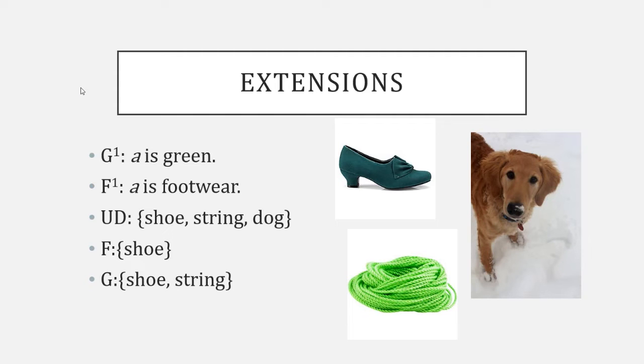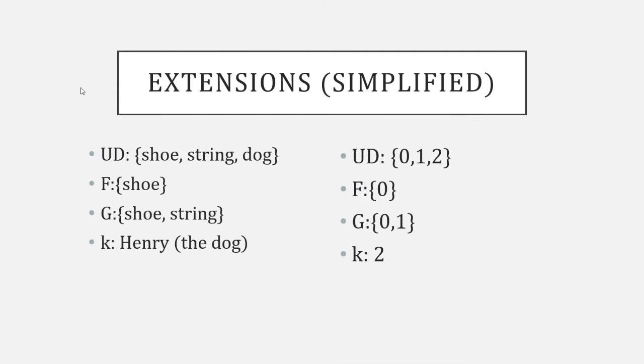Okay, the next simplification we're going to do is to not even use the names of objects at all. So the thing on the left is equivalent to the thing on the right. What we've got here are, on the right, a universe of discourse with 3 objects, and the numbers are going to represent our objects. So instead of writing out shoe, string, dog, we're just going to write out 0, 1, 2. This kind of cleans things up and makes it easier to keep it all in your head.